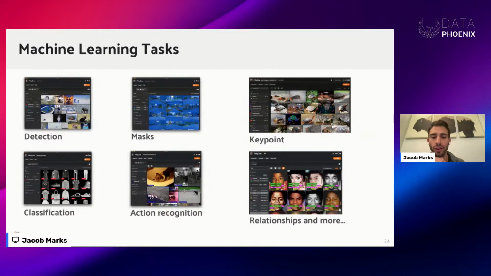And 51 supports all your favorite machine learning and especially computer vision tasks. So everything from detection to instance and semantic segmentation masks, classification, activity recognition, key points, relationships, and so much more.